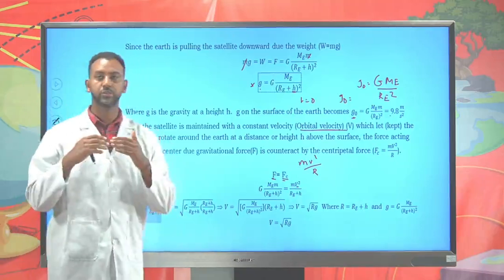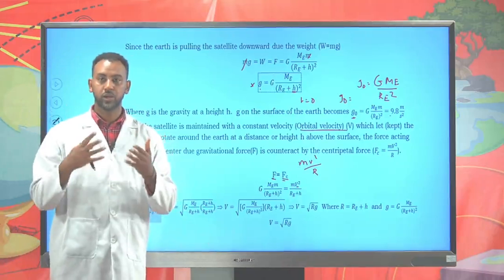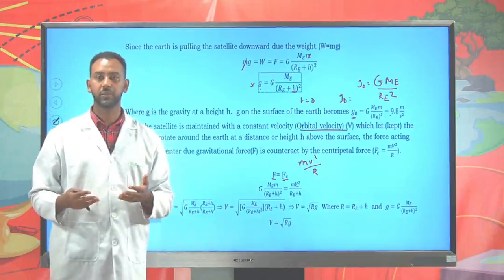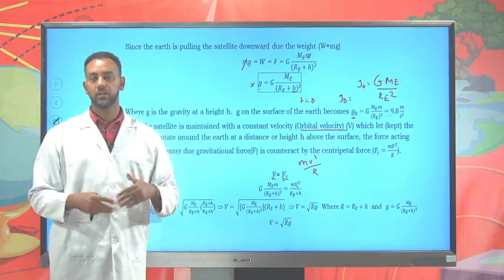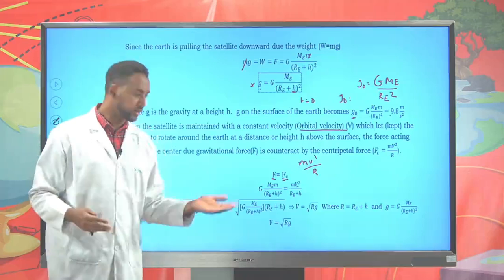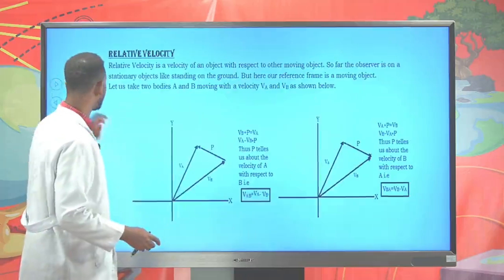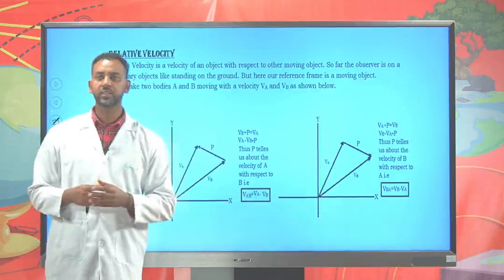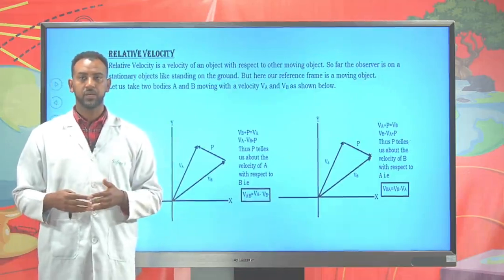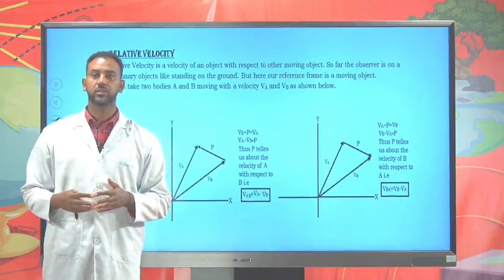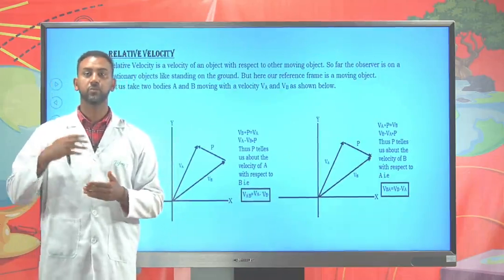So far we have tried to see circular motion. Circular motion has different applications like the conical pendulum. We have also covered the vertical circle, and also tried to see the motion of a satellite. And at last, let's try to see relative velocity. Relative velocity is an expression of velocity with respect to a moving object.